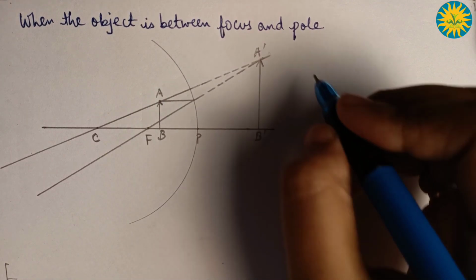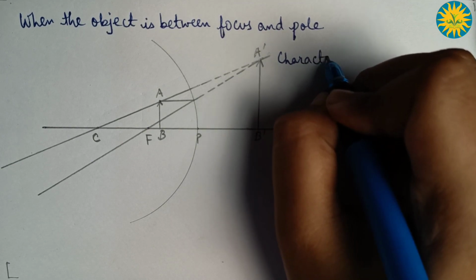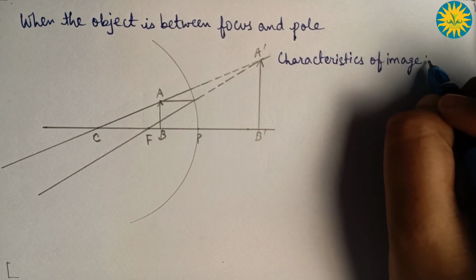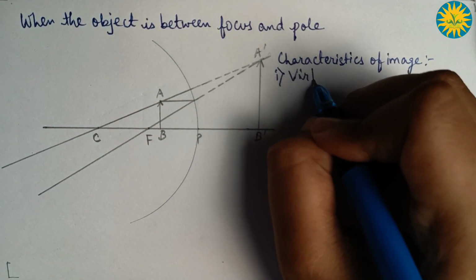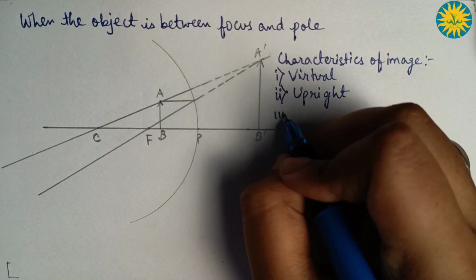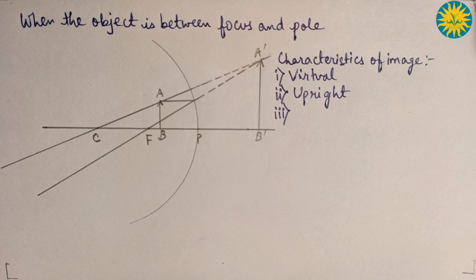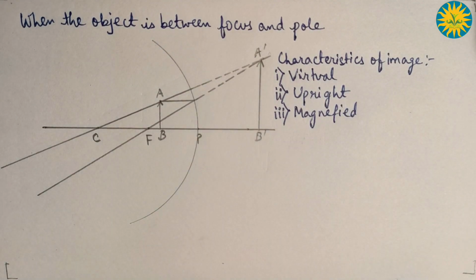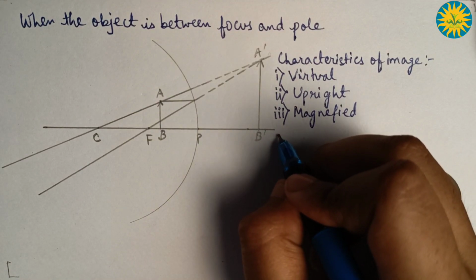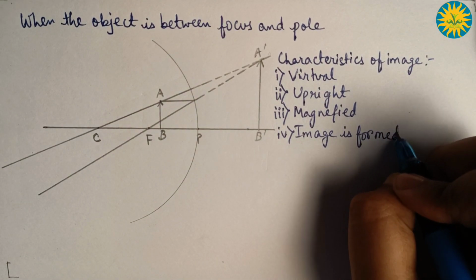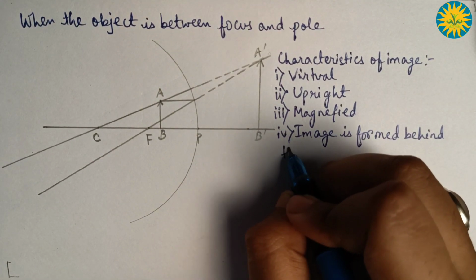So now we will discuss the characteristics of the image when the object is placed between the focus and the pole. First of all, here comes a difference: the image is virtual because the object and image are on the opposite sides of the mirror, and you can see that the image formed is upright. Why upright? Because the arrowheads of the object as well as the image are both directed upward. The image is magnified, that is, the size of the image is larger than that of the object. The position of the image: you can see that the image is formed behind the mirror. So this is all about the characteristics of this ray diagram.